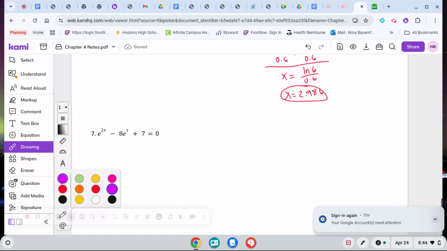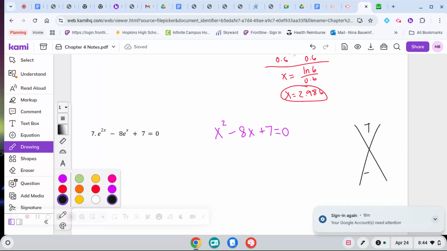So I'm going to do a different example just to, I guess, hopefully help. If we had x squared minus 8x plus 7 equals 0, what we would do here is find two numbers where it multiplies to 7 and it adds to negative 8. If you want to pause the video to figure those numbers out, do it. Pause the video. Okay, the two numbers that multiply to 7 and add to negative 8 are negative 1 and negative 7.